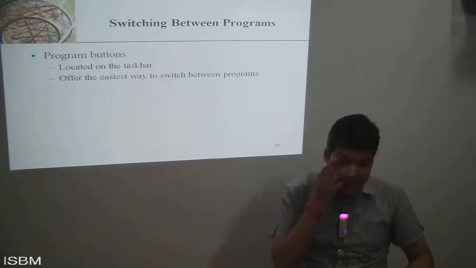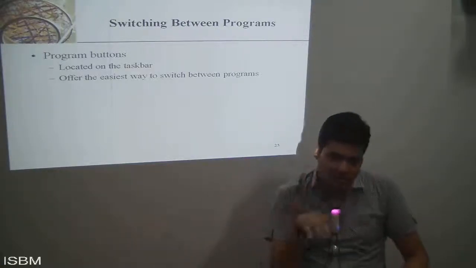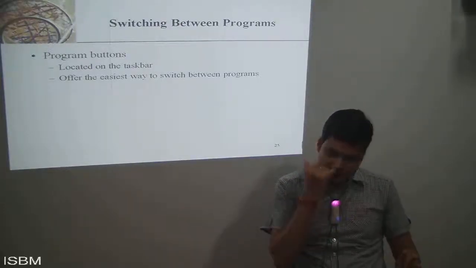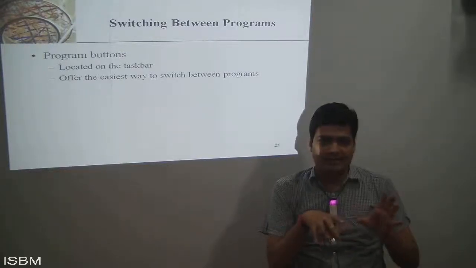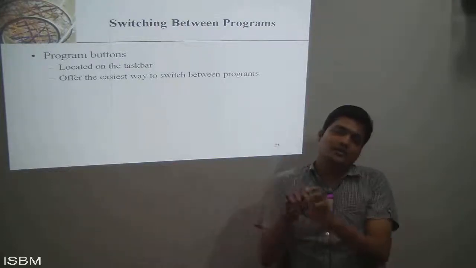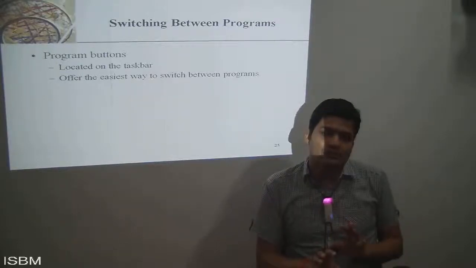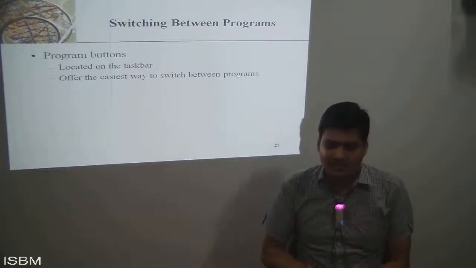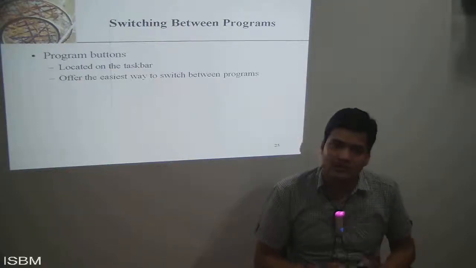Then, switching between programs. If you're working on a multitasking program and you want to switch from one program to another program, you can simultaneously switch. Suppose you are working on WordPad and you want to do something in Excel. So you minimize the WordPad and you directly switch to Excel and work on it. So these are all possibilities in Windows XP, switching from one program to another, multitasking and everything. One of the easiest ways is to locate the taskbar, which offers the easiest way to switch between programs.